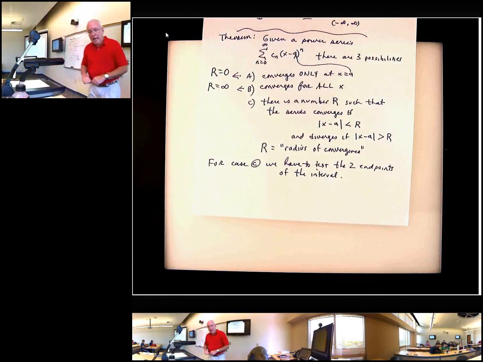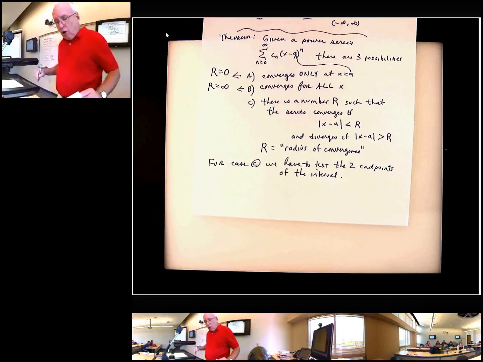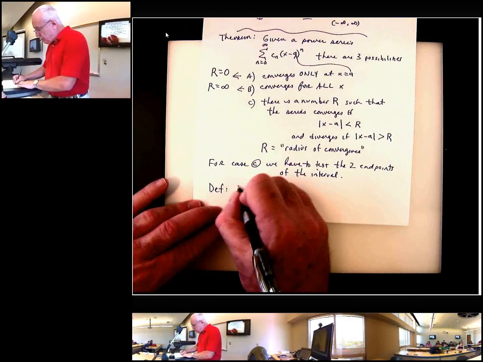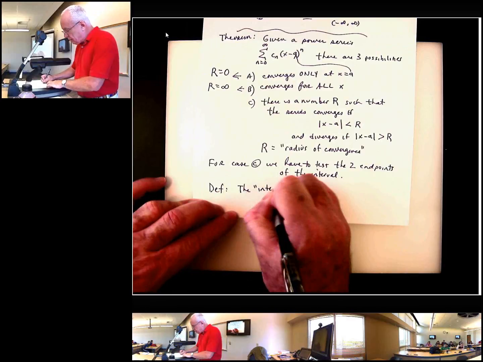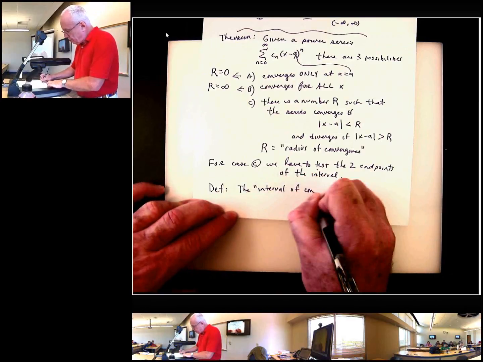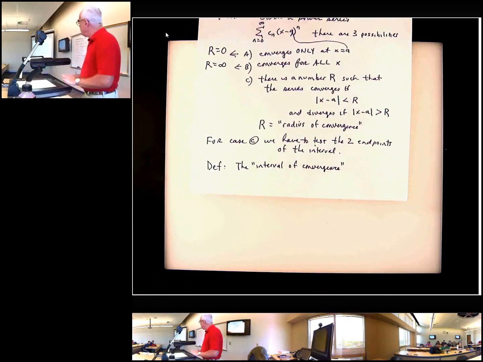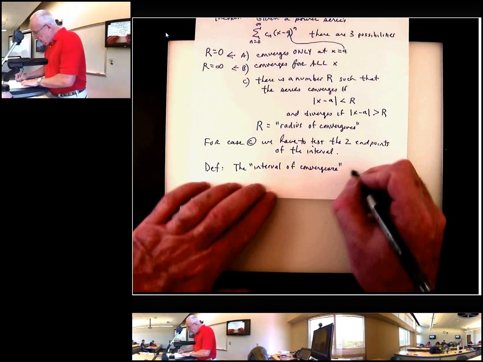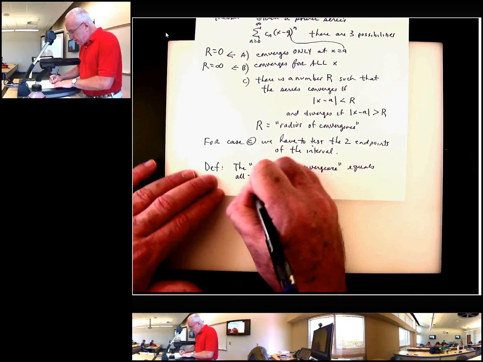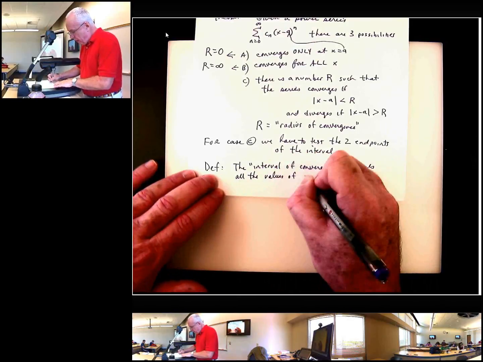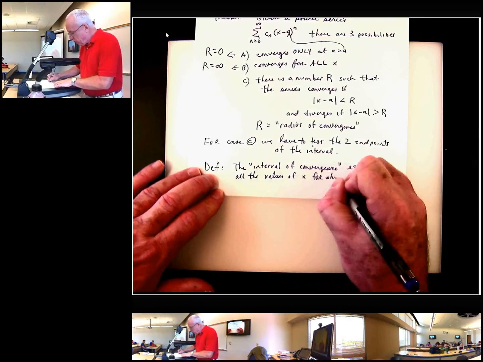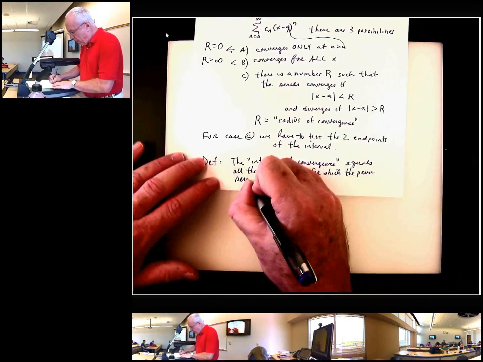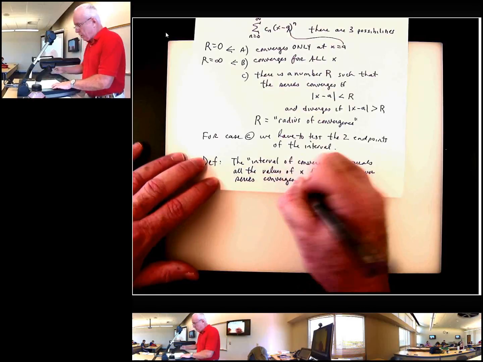All right. And then finally, one other definition, which I already pretty much gave you, is the definition of the interval of convergence. So I'm just going to write this again here. The interval of convergence is all the values of x for which the power series converges. Okay, all right.